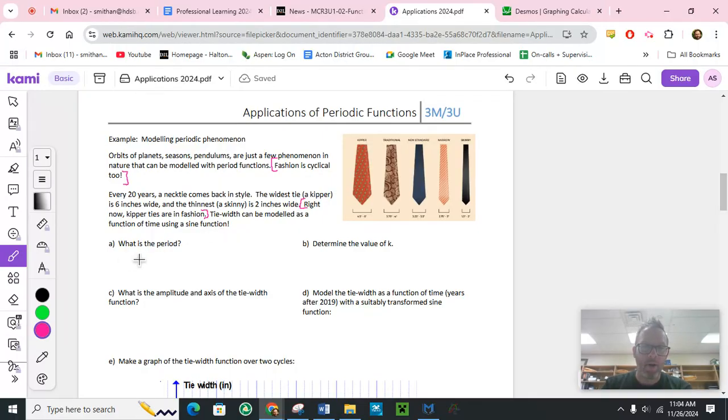Let's do it. So to create a model, we'll need the period, so we can determine our value of k. And the period is 20 years. It just says so in the question. And that means our value of k is going to be 360 divided by 20, equal to 18.